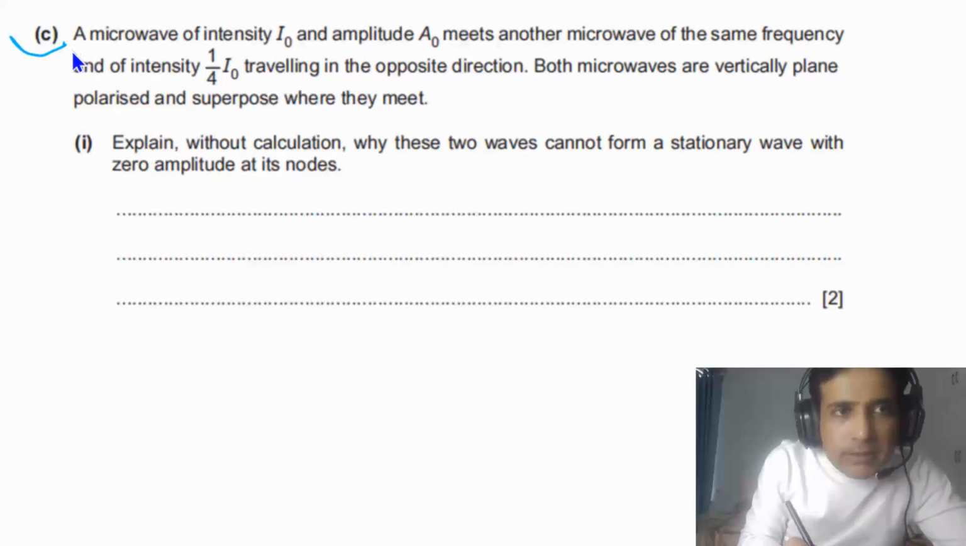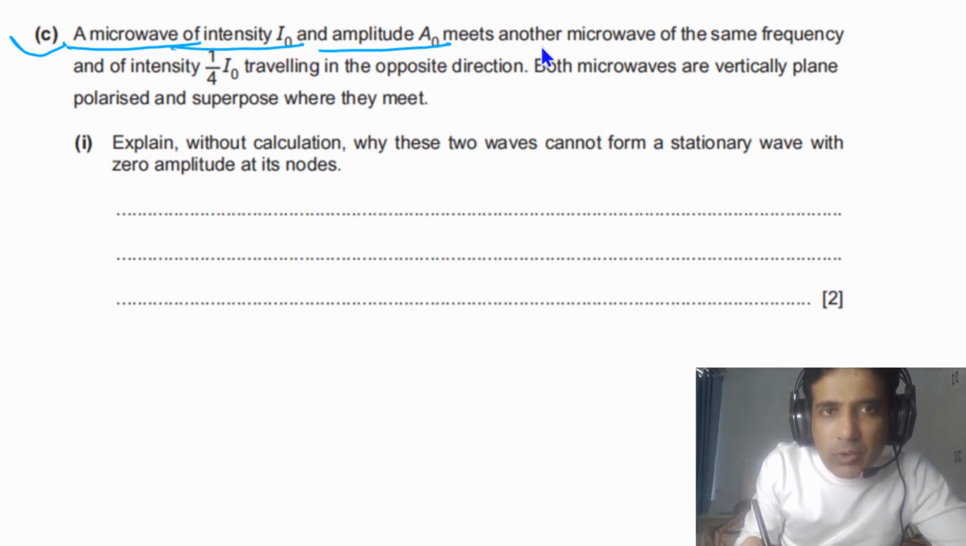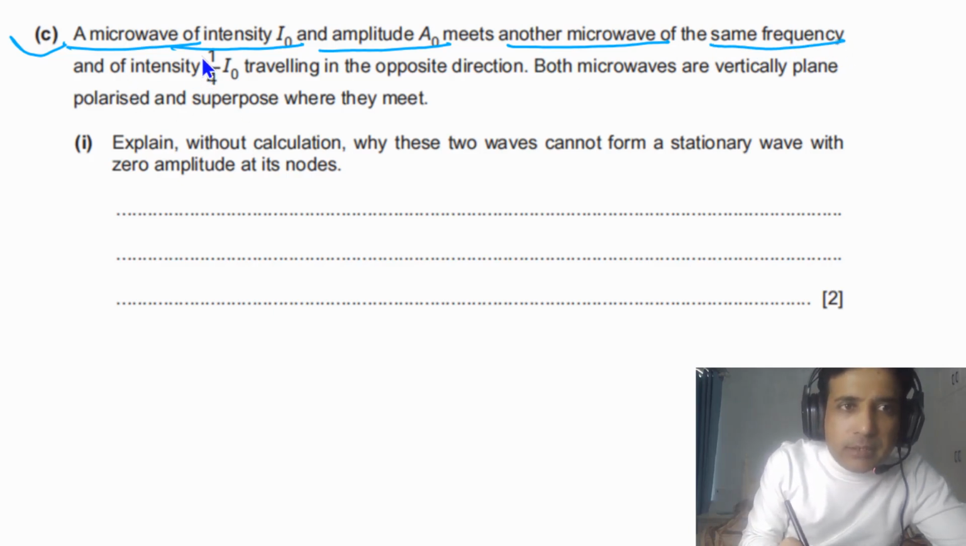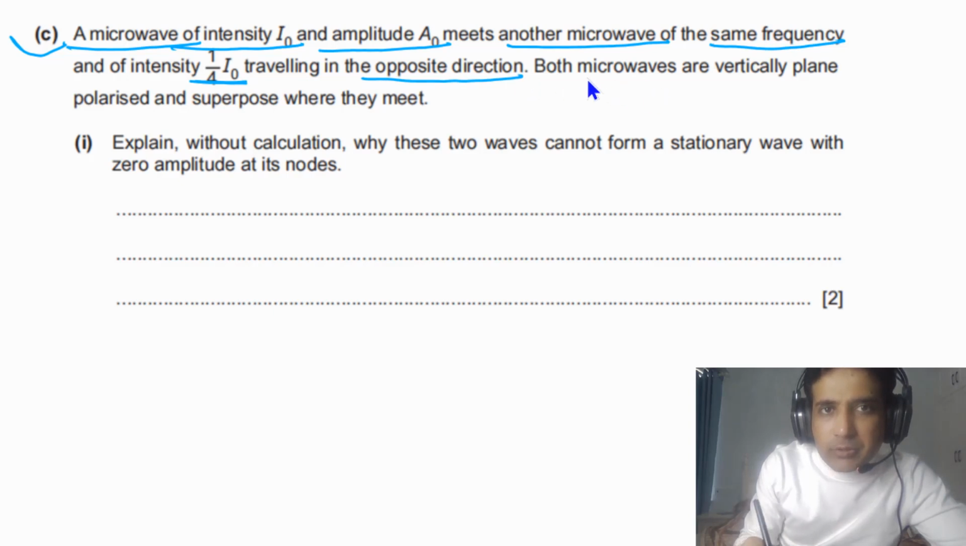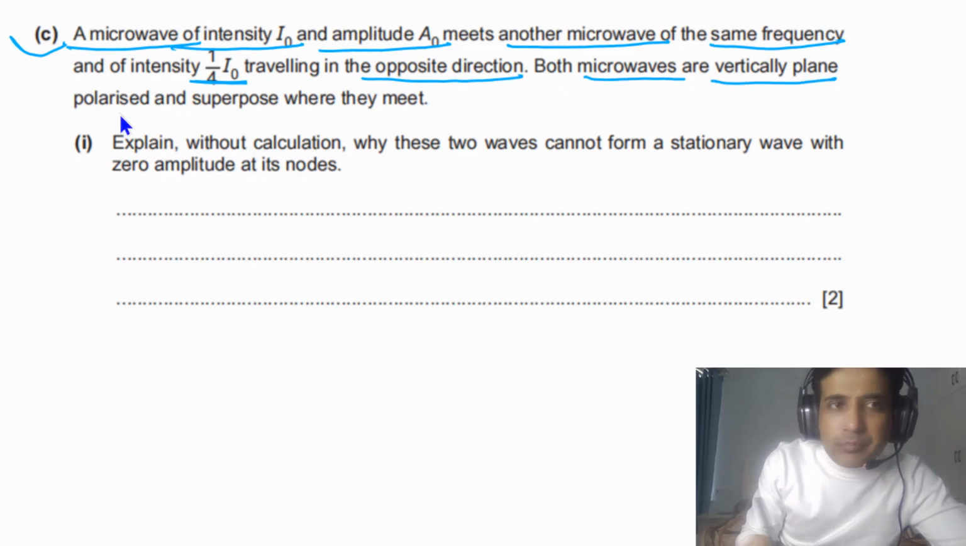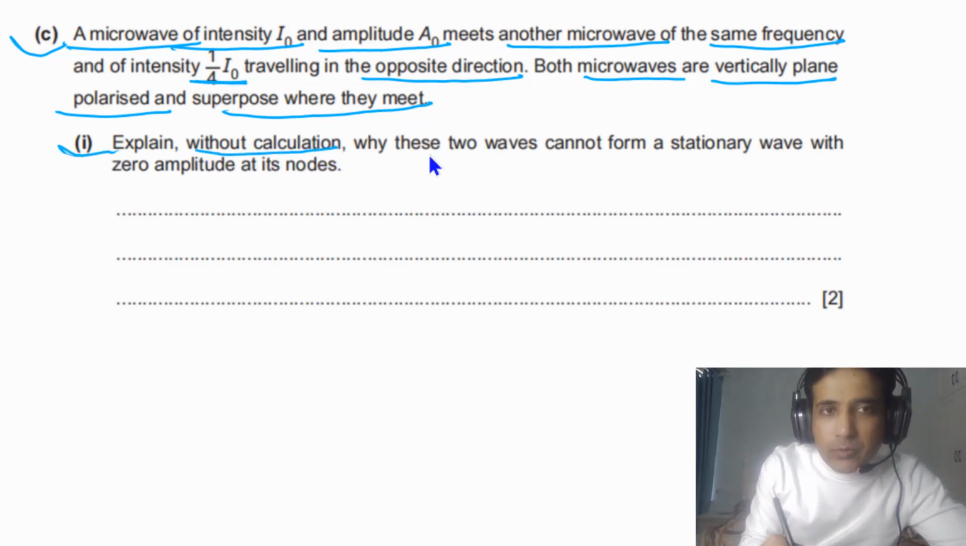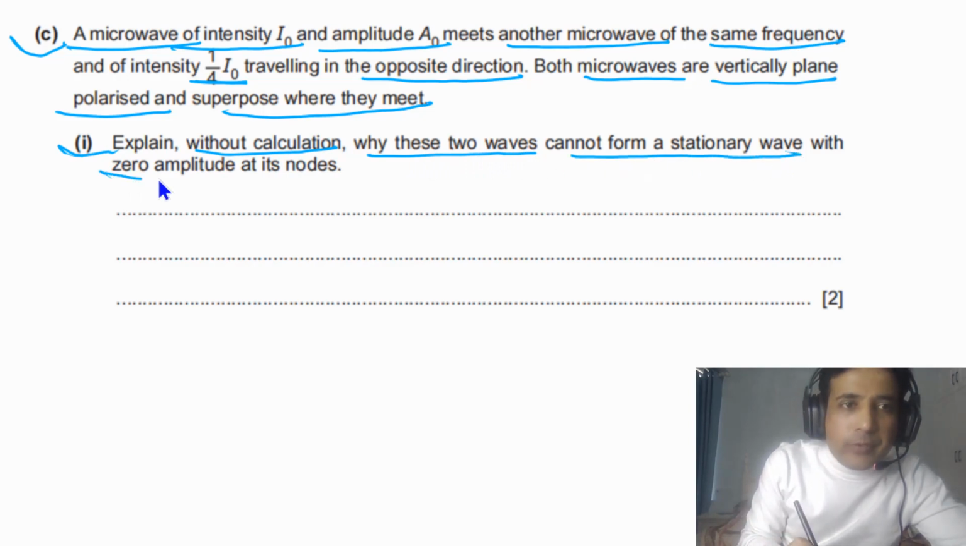For part C, it is given to us that a microwave of intensity I naught and amplitude A naught meets another microwave of the same frequency and intensity of I naught by 4 traveling in the opposite direction. Both microwaves are vertically plane polarized and superposed where they meet. For C1, we need to explain without calculations why these two waves cannot form a stationary wave with zero amplitude at its nodes.